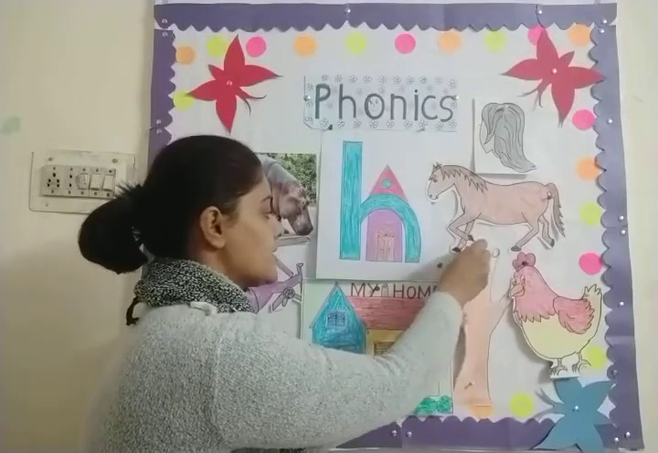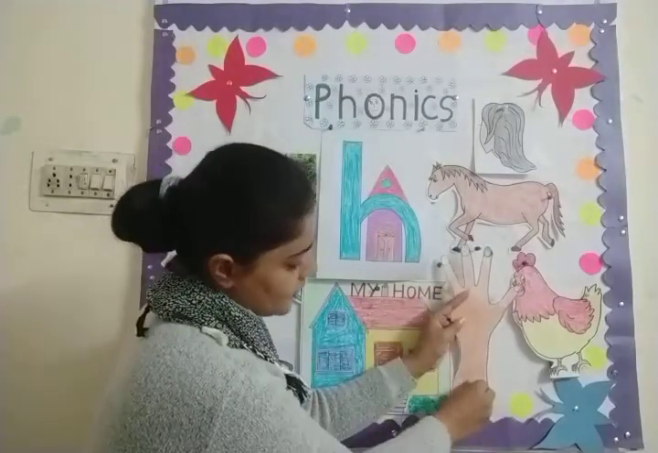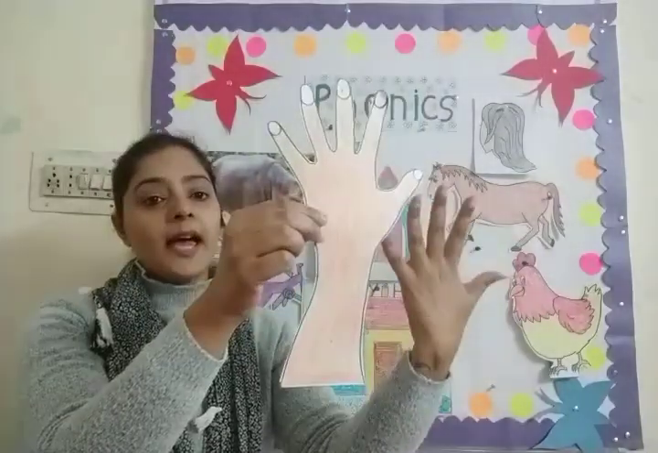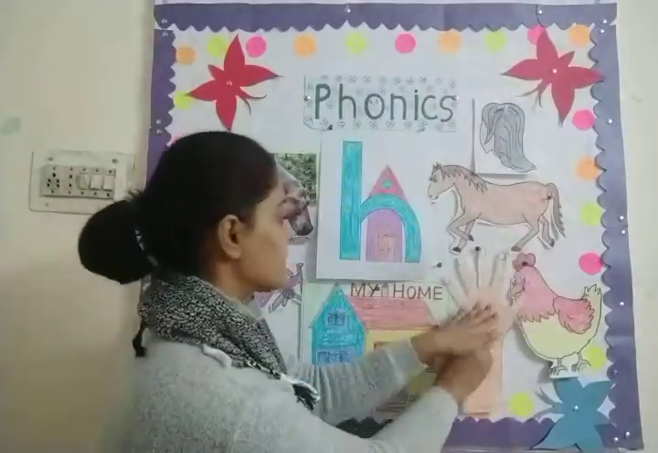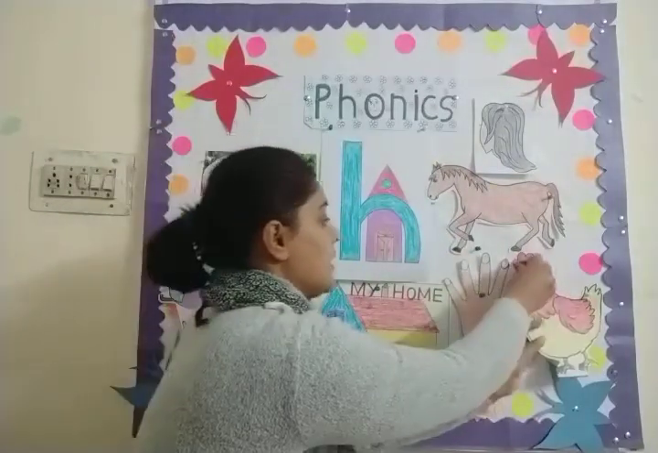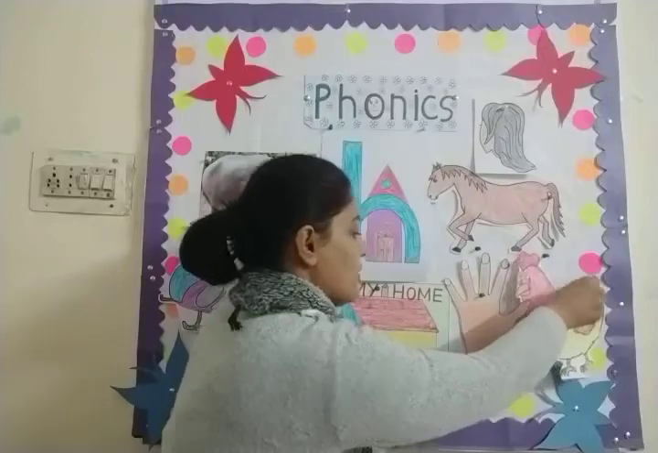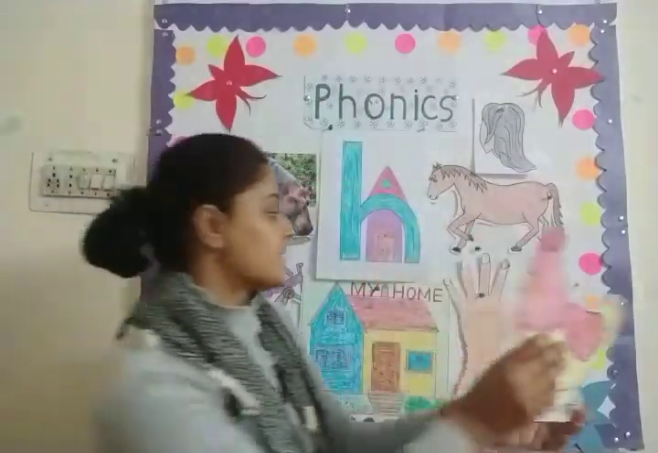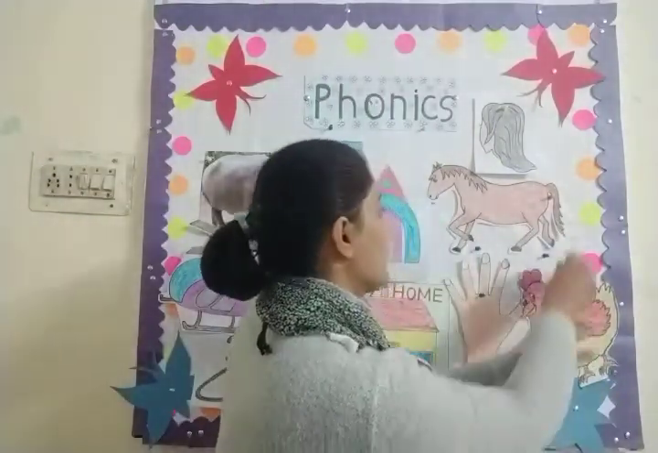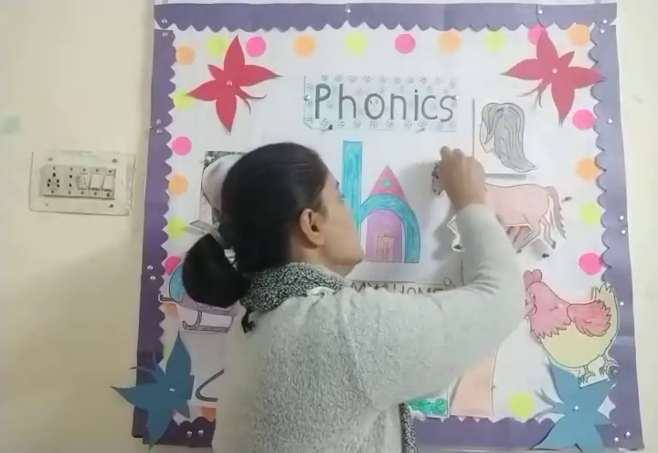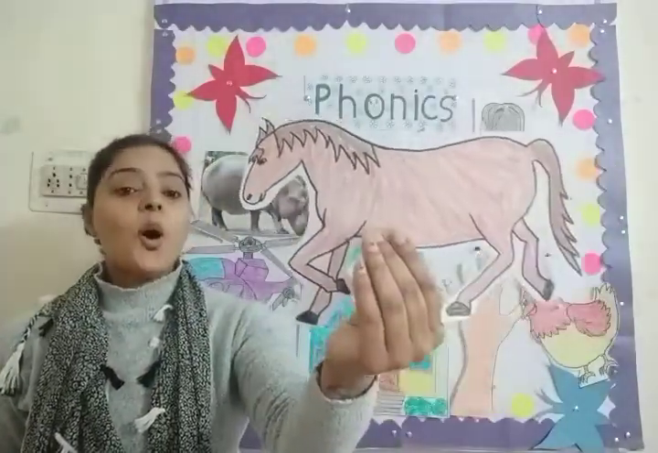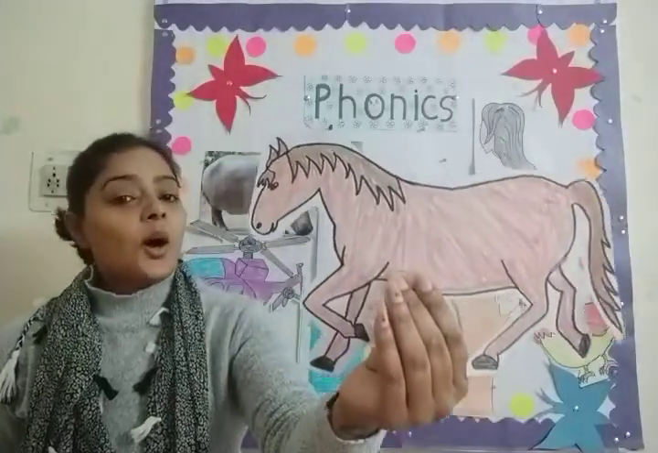And yesterday, we have drawn H for hand. H, hand. Okay. And can you tell me what is this H for? Hen. H for hen. Very nice. And can you tell me, children, what is this? This is H for horse. H, horse.